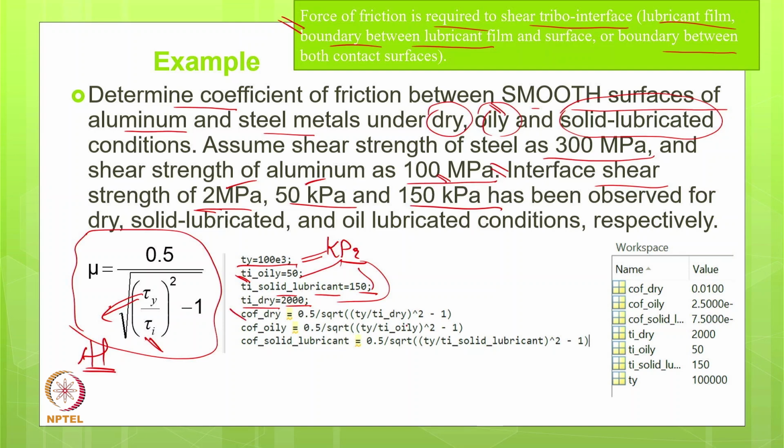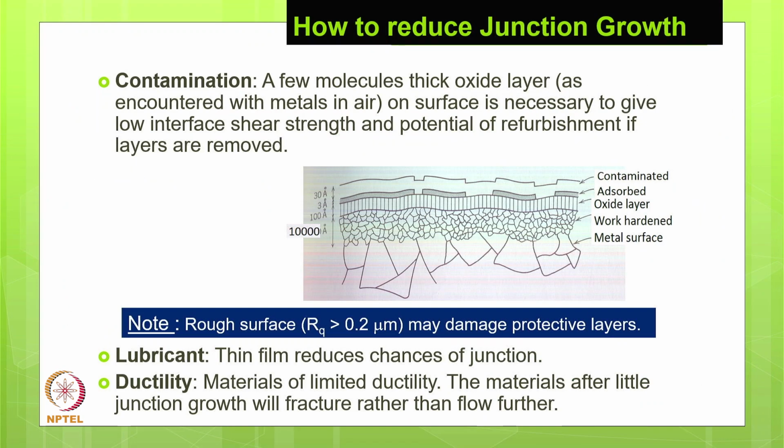Now the coefficient of friction has been given in the case of dry. We are relating that tau y will be the same in all three cases, while tau i will change in the dry case, oily case, and solid lubricant case. And finally the result we are getting: the coefficient of friction under the dry case is 0.01, the coefficient of friction in the oil case is 0.00025, and the solid lubricant case is 0.00075. So these are the cases that have been given. Of course, this must be 0.3 or something like that. So this is an example to exemplify this relation and the question of friction.